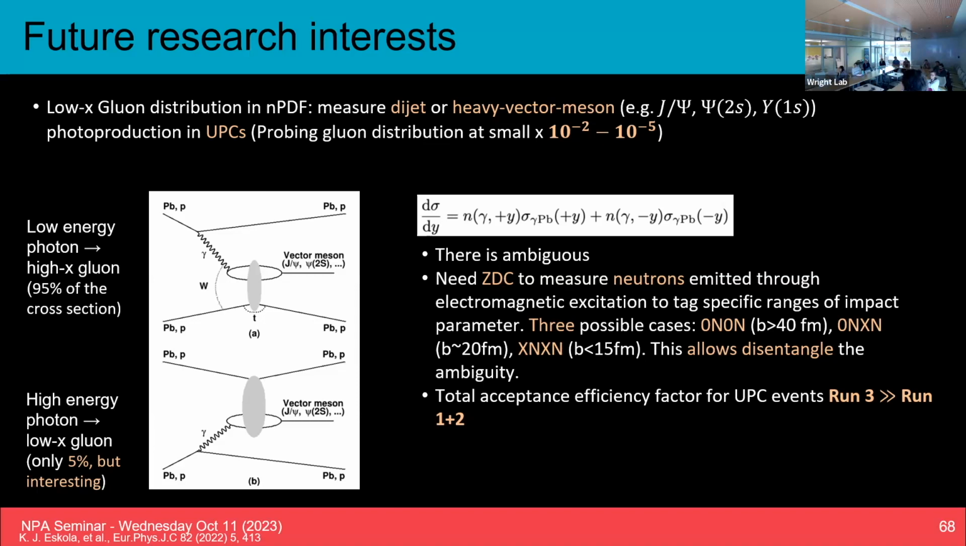Because I work quite a lot on ZDC, I thought this part I know a bit. But I also need some knowledge of getting the dijets and heavy vector mesons. And also in Run 3, we should have a very high acceptance.